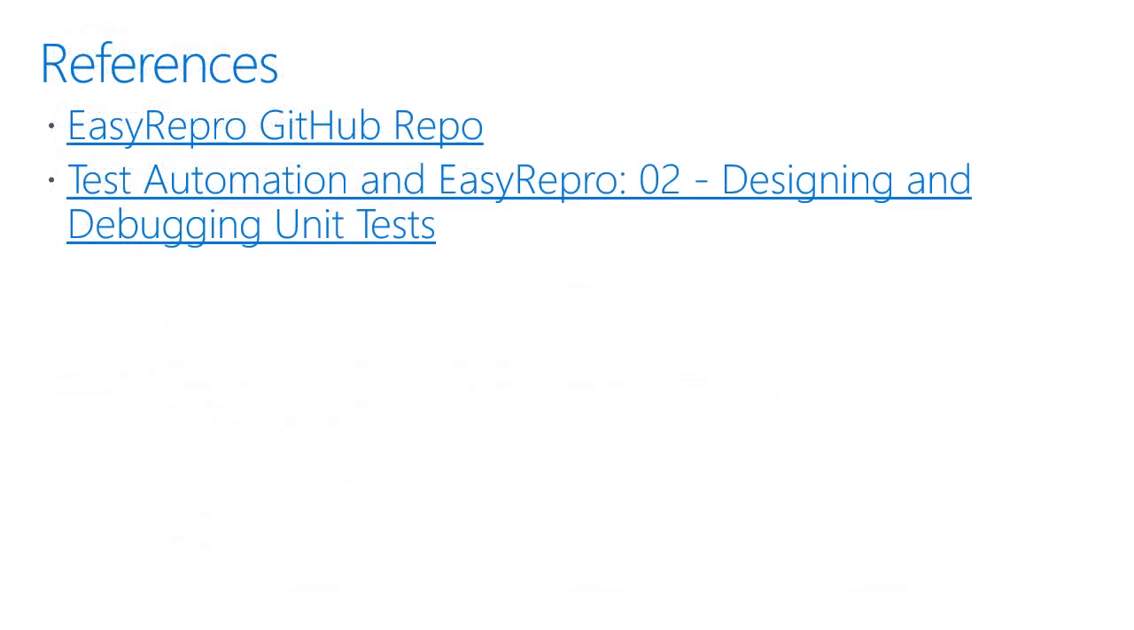Finally, we'll leave with some references, including the Test Automation and EasyRepro series, the EasyRepro GitHub repository, and my blog post, Test Automation in EasyRepro, designing and debugging unit test. You can find my contact information and the slide here, as well as in the description below. Thanks.